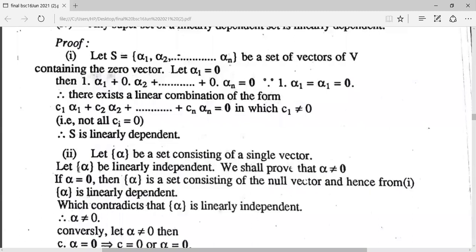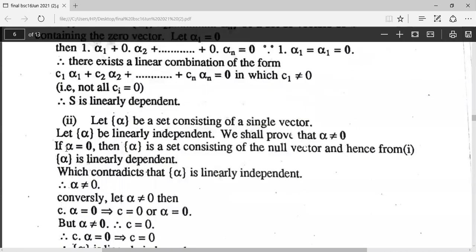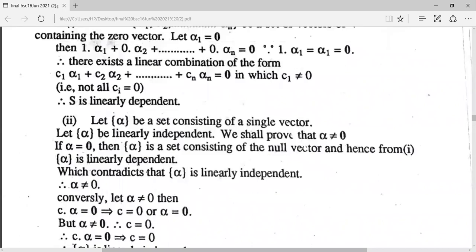So what we have taken is that the set consisting of the single vector alpha is linearly independent, and it suffices to show that alpha is not equal to 0. So alpha is different from 0. Now we shall go by the contradiction method. Suppose alpha is 0. What I have to prove is actually alpha not equal to 0, but I go by the contradiction method. Suppose alpha is 0, then arrive at a contradiction. At the end, I should arrive at a contradiction here.